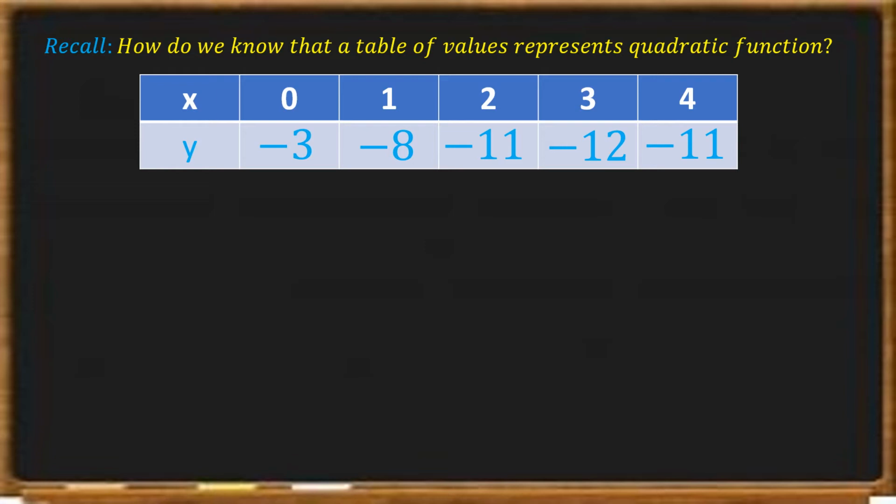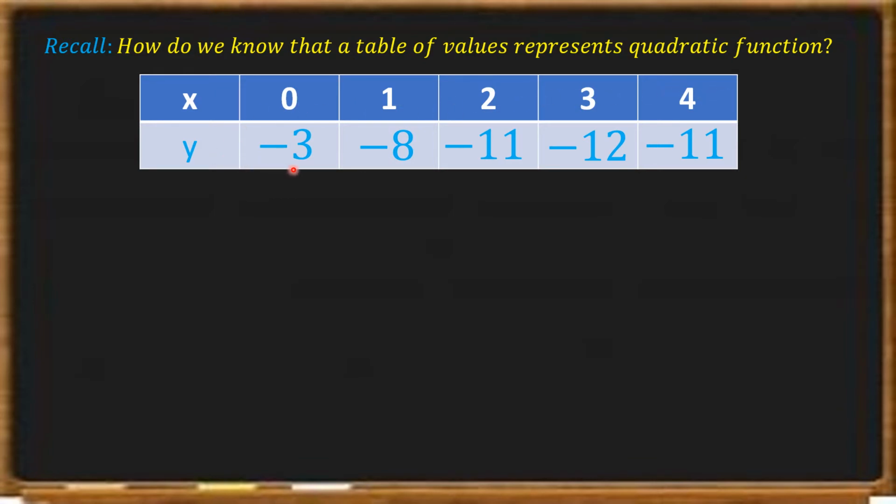So in this table of values, is this a quadratic function or not? Let's recall, how do we know? We use the second difference method. First, you should know that the values of your x should be consecutive. So we have here 0, 1, 2, 3, 4. So they are consecutive numbers. Okay? It can be negative as long as they are consecutive numbers.